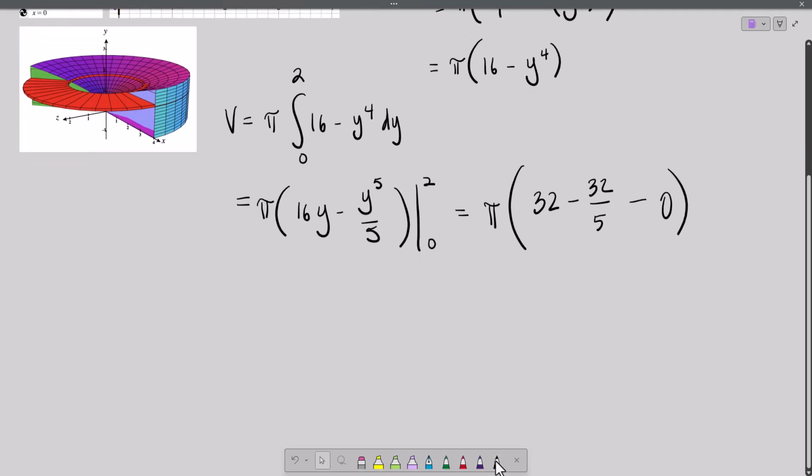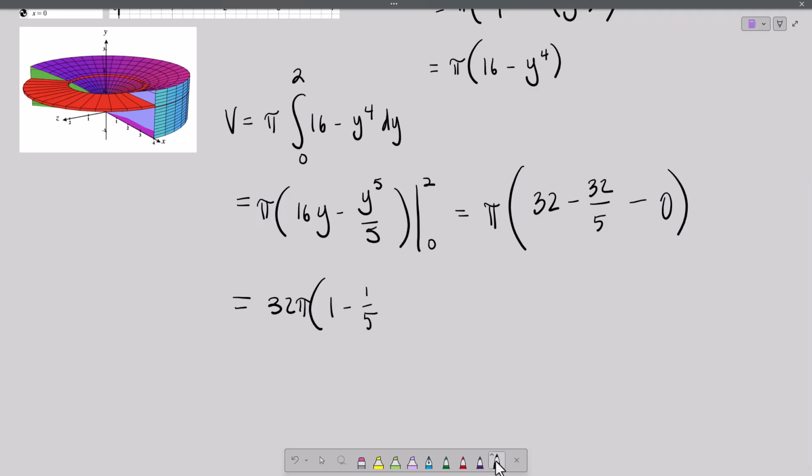All right, so I'm going to factor 32 out of there and get 32 pi multiplied by 1 minus the 5th, because I can do that in my head really easily. 1 minus the 5th is 4 fifths. So we're going to have 32 pi times 4 fifths. So that's going to be 128 pi divided by 5.